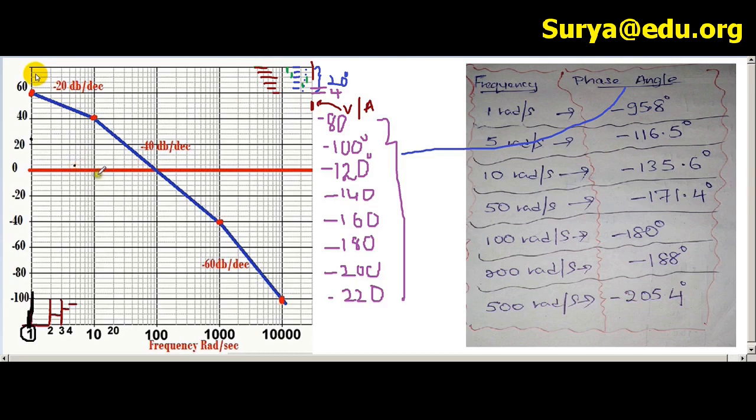It's very easy. So what is the respective frequency line? 5 radians per second, the frequency line, and horizontally you have to match it. So what is this value? It is minus 116.5. Okay, now it is okay for this one. So now let's move on to 10 radians per second.